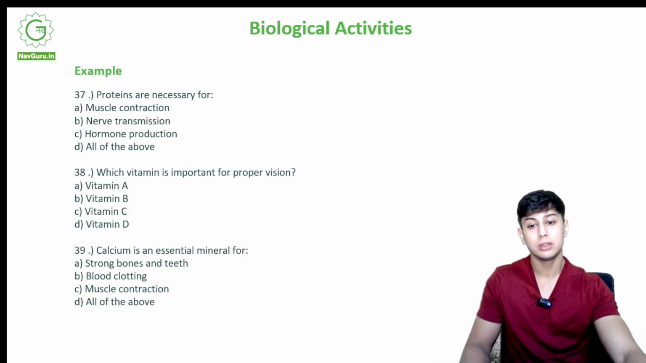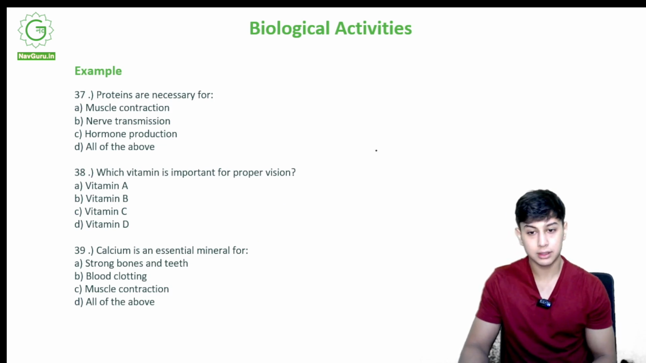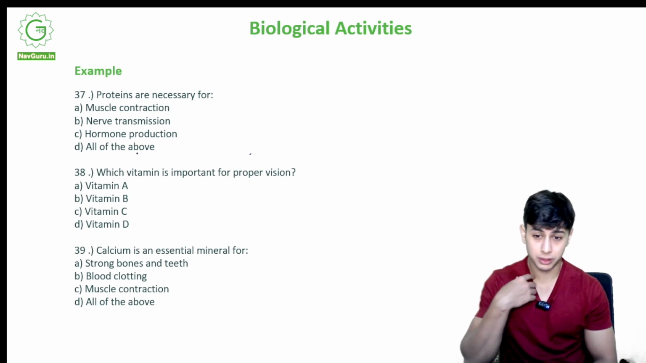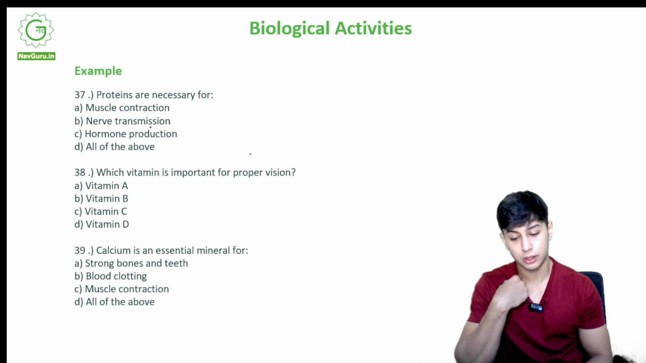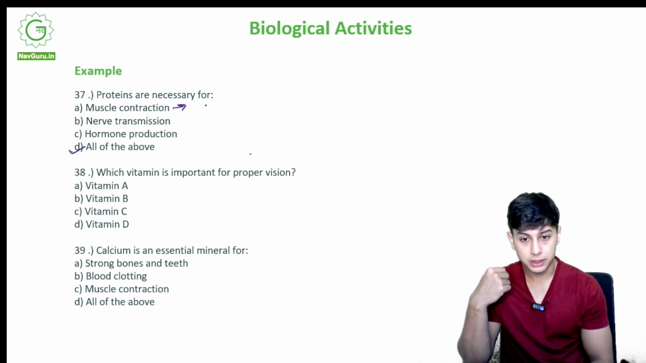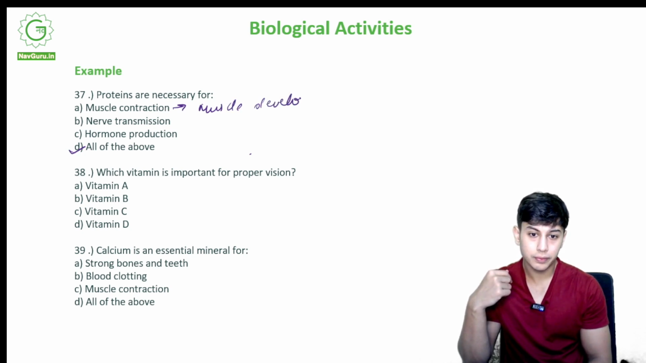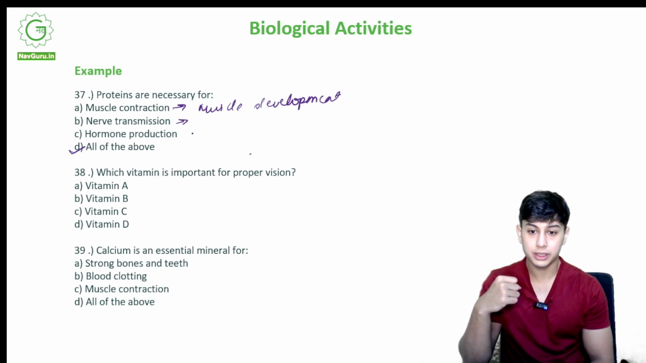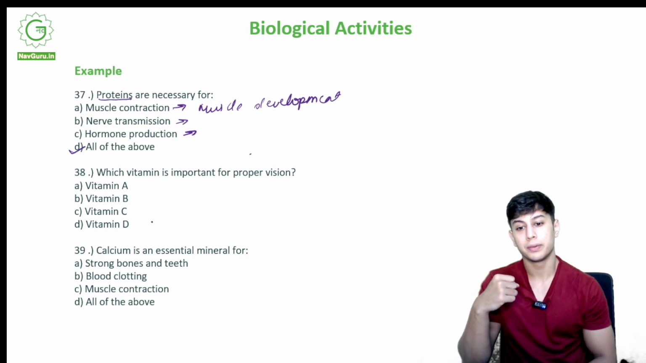Okay. So proteins are necessary for muscle contraction, nerve transmission, hormone production, all of the above. The correct option is option D, all of the above. It supports muscle development, nervous transmission, hormone production. Alright, protein supports it all.